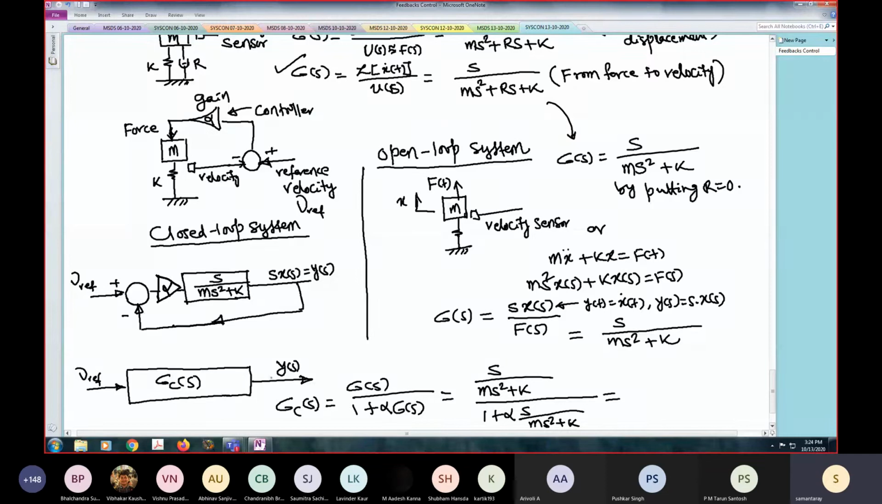Alpha. Okay. So we multiply alpha by this. Okay, G S H S here, alpha. So what we get? We get alpha S divided by this part. We get here, straightforward, M S square plus K, M S square plus K plus alpha S. So plus alpha S plus K. This is what we get. All right.